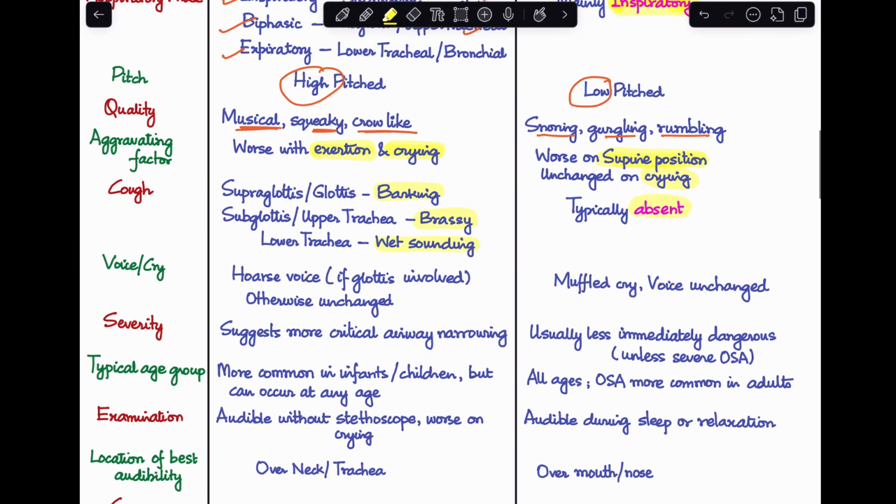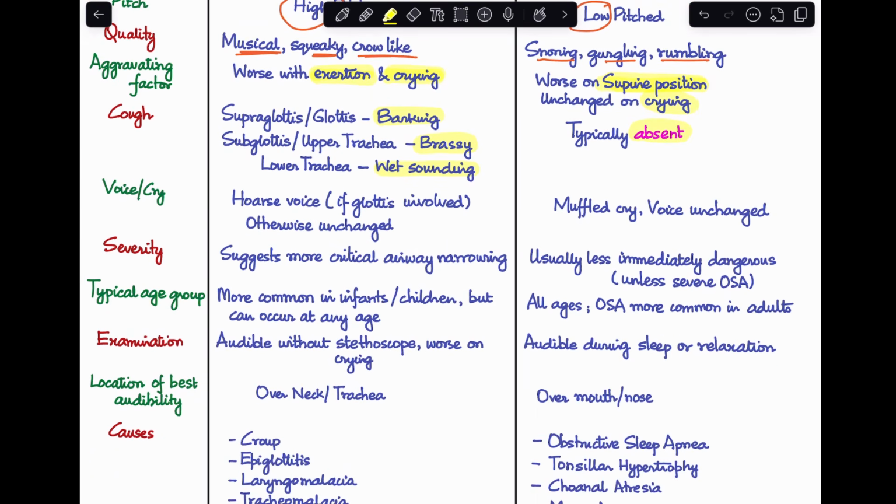Next, moving on to how will the voice and the cry be? If the glottis gets involved, then in stridor, we'll see that there will be a hoarse voice. But otherwise, in any other cases of stridor, like involvement of the supraglottis or the subglottis or the trachea, the voice will remain unchanged. Whereas in stertor, the patient will have a muffled cry and their voice will remain unchanged.